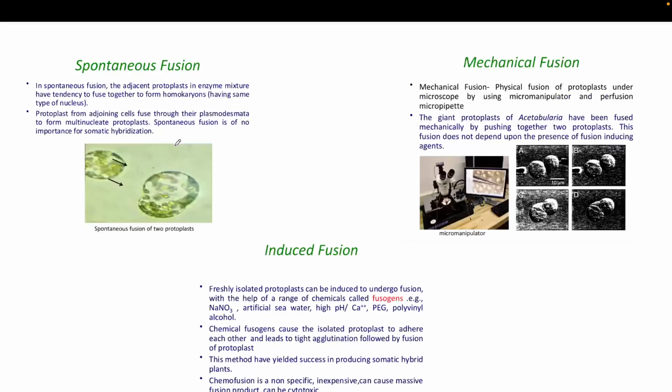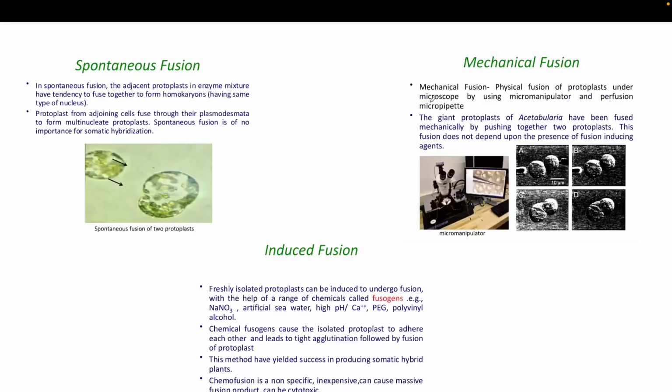This protoplast is fused through its plasmodesmata. Firstly, through the plasmodesmata, the protoplasts will adhere to each other, and then they will fuse. This spontaneous fusion is of no importance for somatic hybridization, because here you don't have any control, which means it will fuse automatically. So you can't create the desired property in this case. That's why spontaneous fusion is not generally used in somatic hybridization.